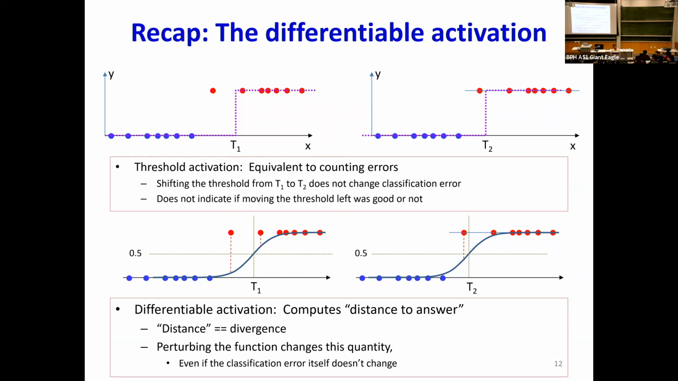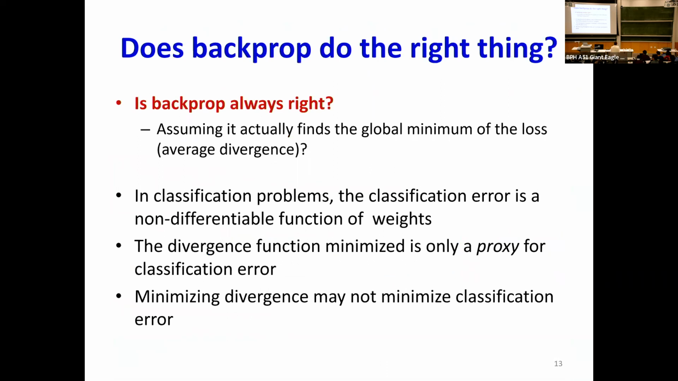The loss function that we are using, the cumulative distance from the target to the function, is only a proxy for what you really want to minimize. What you want to minimize is the error, and minimizing the proxy, the loss, isn't guaranteed to minimize the error. This is something you must keep in mind, right? The point is that in classification problems, the classification error is a non-differentiable function of the weights, and so our loss is a proxy for it. Minimizing the loss or the divergence may not minimize classification error.